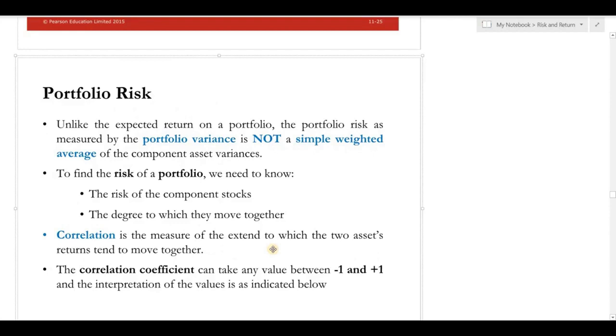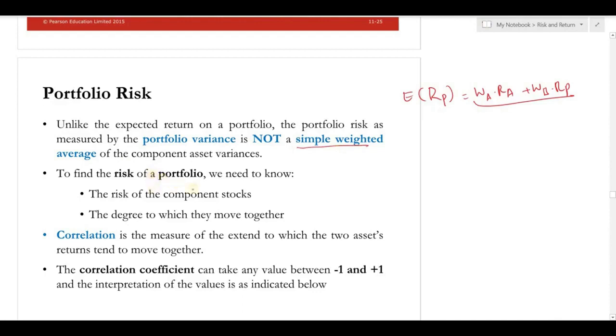Okay, now let's talk about the portfolio risk. As you remember, the expected return of the portfolio, we just simply take the weight of A times R of A plus the weight of B times R of B, right? A simple weighted average. But for the risk, we cannot take a simple weighted average. We cannot really take a simple average.